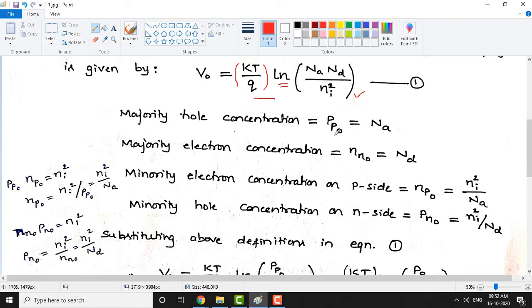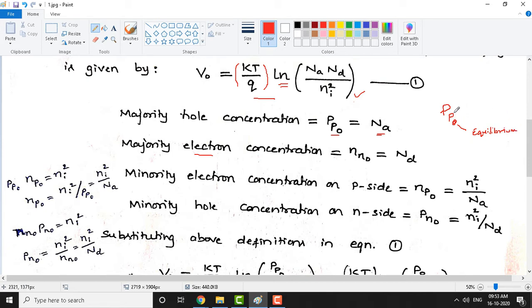Let us use Pp naught here. Pp naught means holes on the P side, which we can write as Na. This is the majority hole concentration. Similarly, the majority electron concentration can be written as Nn naught. Look here, the first letter is P, the second subscript is P, and if you denote it with 0 here, that means it is equilibrium. So this is under equilibrium.